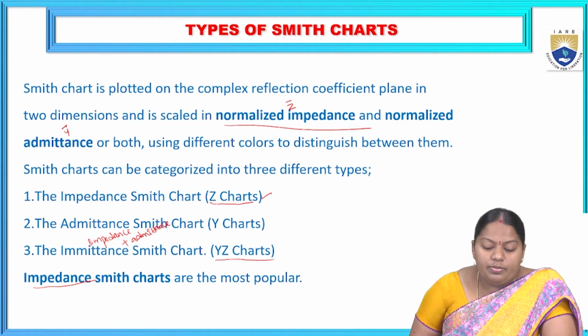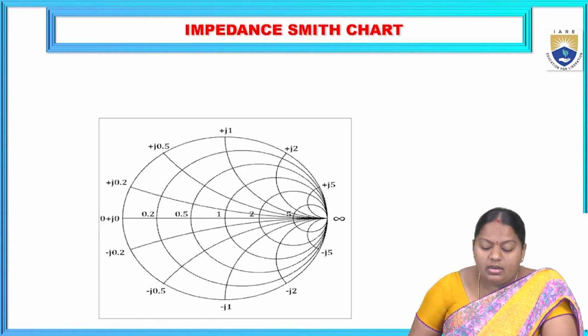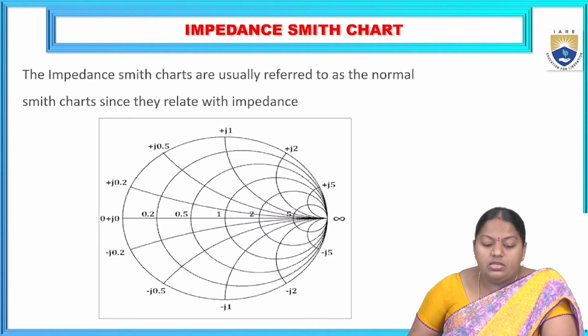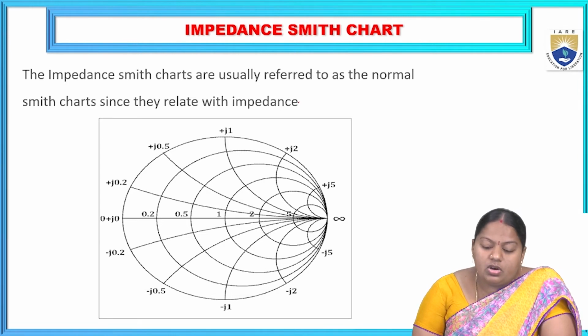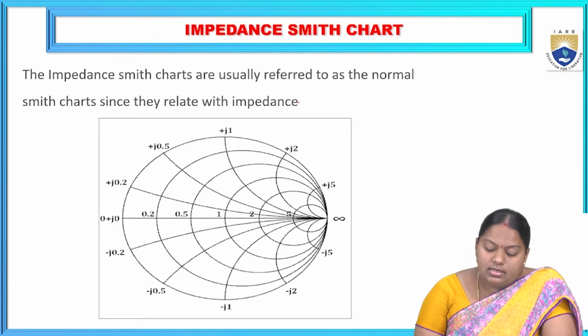Right? Now, to represent the reflection coefficient plane on normalized impedance and normalized admittances, there are different kinds of Smith charts available. Most probably we are going to use the impedance chart here. That's why impedance Smith chart. The impedance Smith charts are usually referred to as the normal Smith charts, since they relate to the impedances. Okay. Normally the impedance Smith chart looks like this.